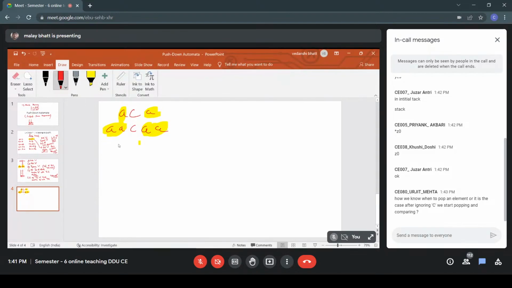Similar to that, if I write A, B, C, B, A, you will find that when you consider this AB, you have to push this AB, then we have a C, which is a middle symbol, and then we have BA, which we do for the comparison.